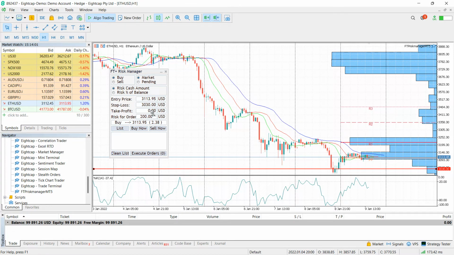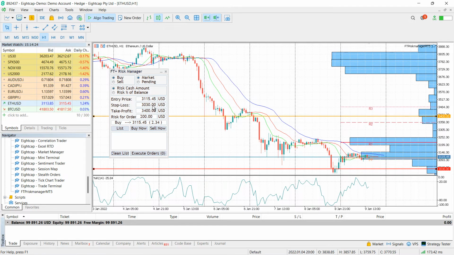We can put a take profit on that, 3,400, and we can see that line comes up there as well. So I can now enter that as a buy straight away, and then it won't sell because the stop loss is in the wrong place, but if I change the numbers around, then I'd be able to buy and sell.